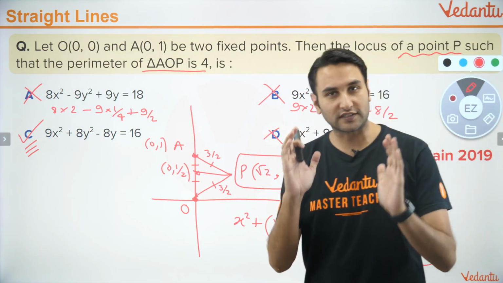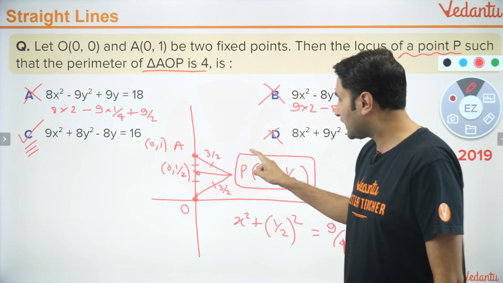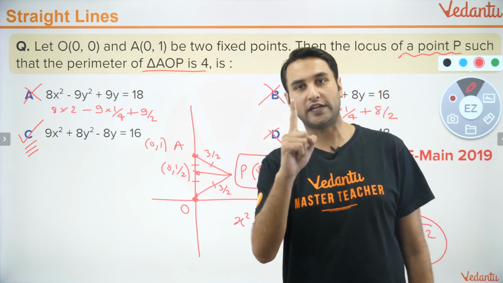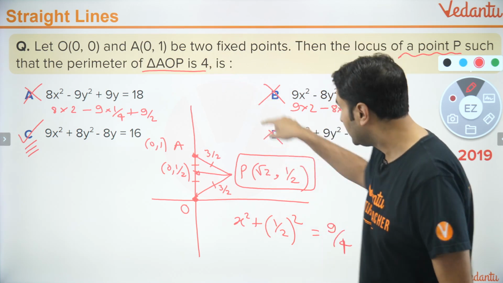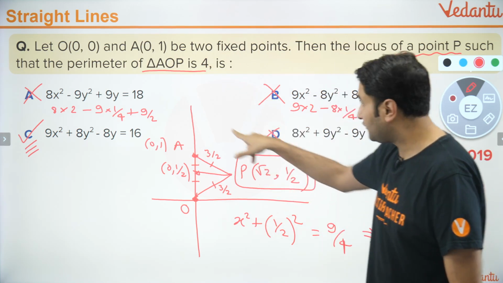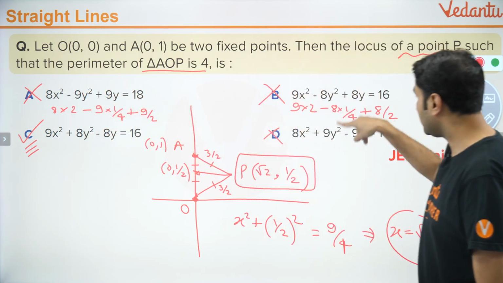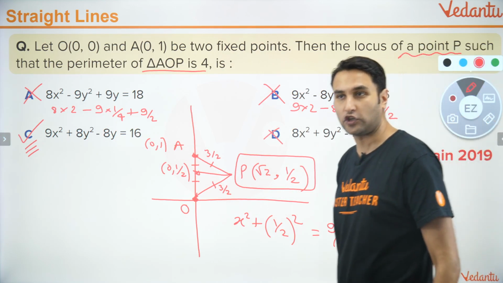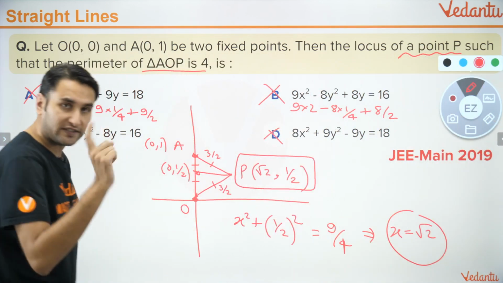तो बच्चों, what is the trick here? Whenever you get a locus का problem, if you can find one specific point which satisfies the given condition, then this point will definitely satisfy the equation of the locus, whichever is the correct option. Right? Now let me tell you the second approach.